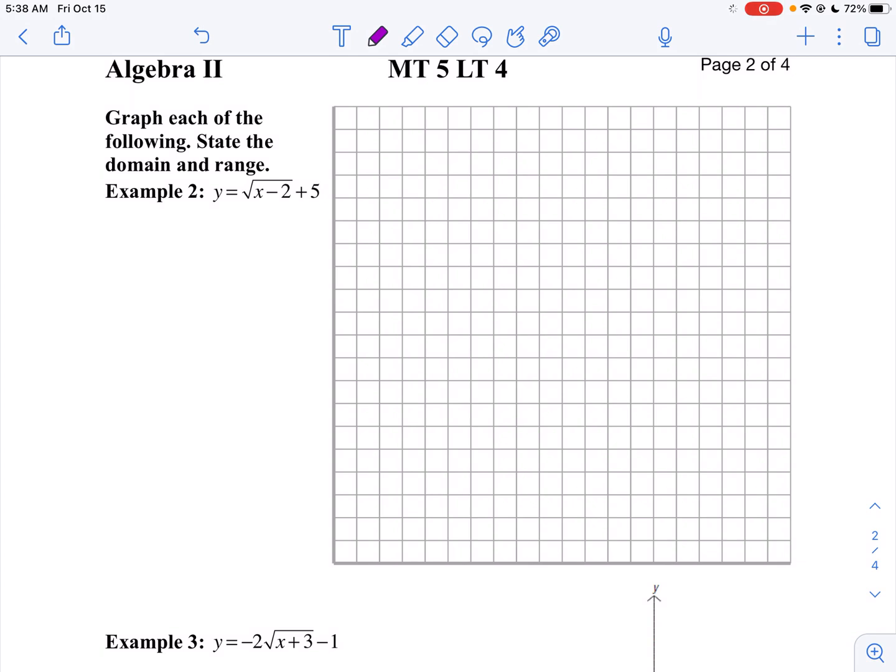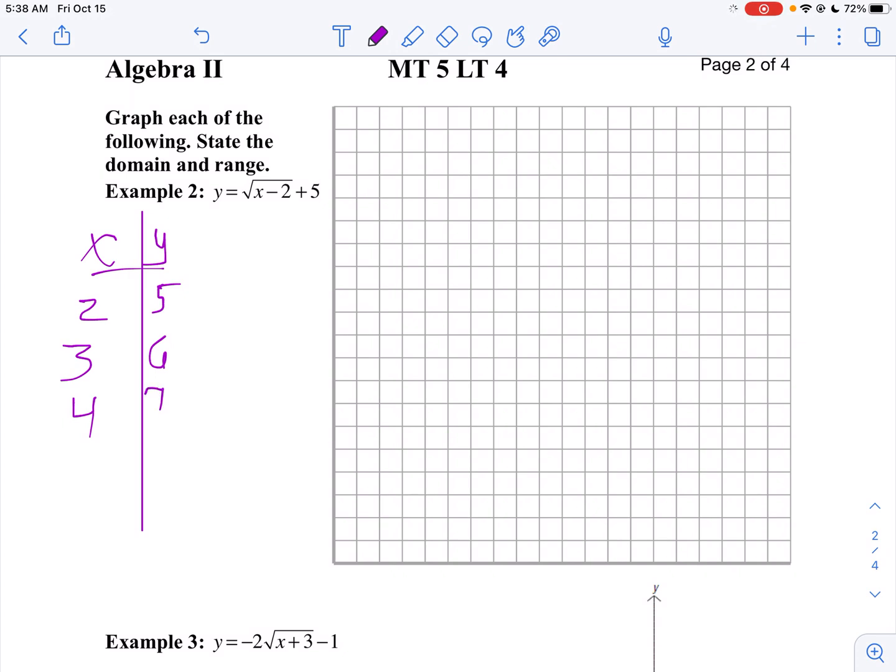So that means when I make my table for x and y, since I'm moving to the right 2, I'm going to start at 2. 2 minus 2 is 0, and 0 plus 5 is 5. I can put 3 in. 3 minus 2 is 1. The square root of 1 is 1, plus 5 gives me 6. If I do 4, 4 minus 2 is 2, and the square root of 2... the square root of 4 is 2. 2 plus 5 is 7.